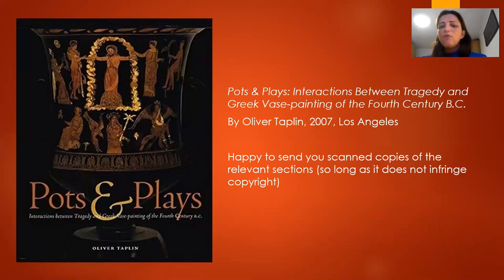I want us to follow through with the scholarship and say that at the moment, the place to go for learning about the relationship of vase iconography to Greek theater and Greek theater performance is Oliver Taplin's, again, 2007, a beautiful book, Pots and Plays: Interactions Between Tragedy and Greek Vase Painting of the 4th century BC.